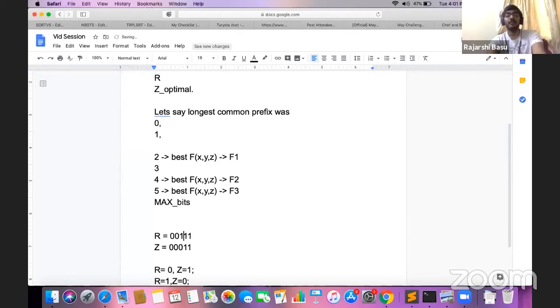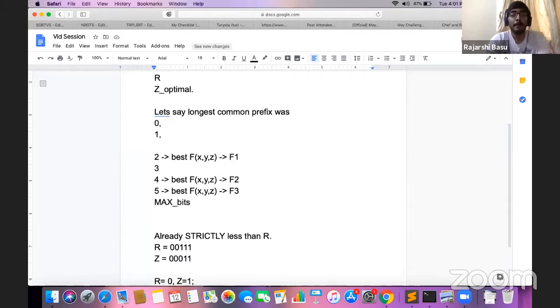Anyway, so let's say r was 1 here. We got 0. And then for the rest of the two characters in z, we can put 0 or 1. We can put anything, because z is already strictly less than r. It's not equal to, it's strictly less than r whenever we differ in a bit between r and z. And then we can do anything with the rest of the bits.